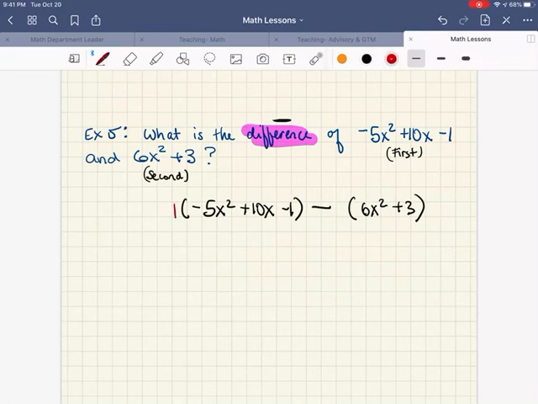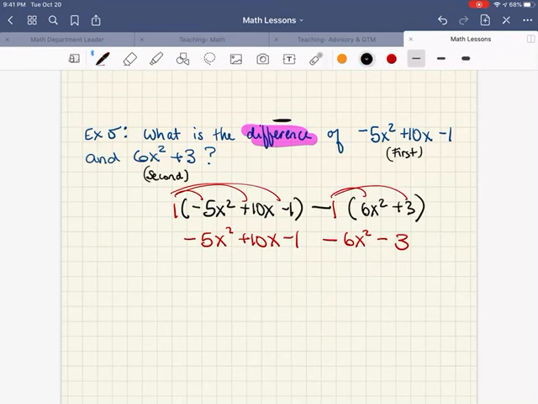Now we're going to put that 1 in front of each and distribute that. This is where it makes a difference. Here, positive 1 is going to stay the same when you multiply by it. But negative 1 is going to change this. So negative 1 times 6x squared becomes negative 6x squared. Negative 1 times 3 is negative 3. And then you just go ahead and combine like terms.